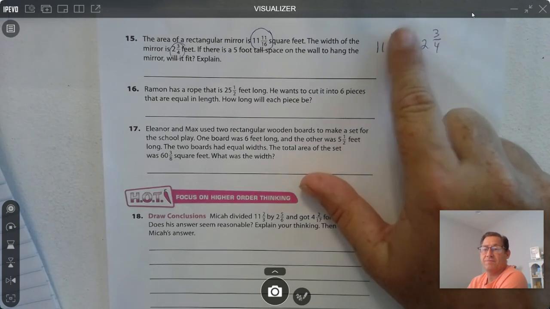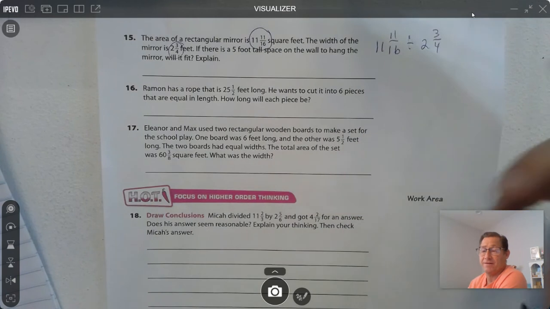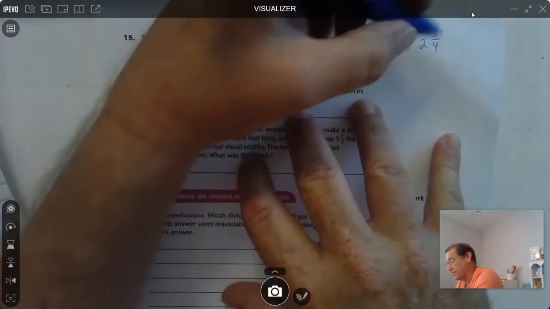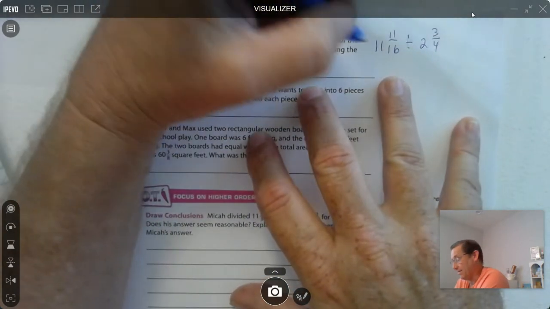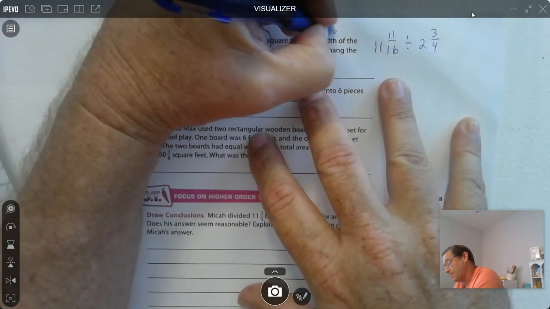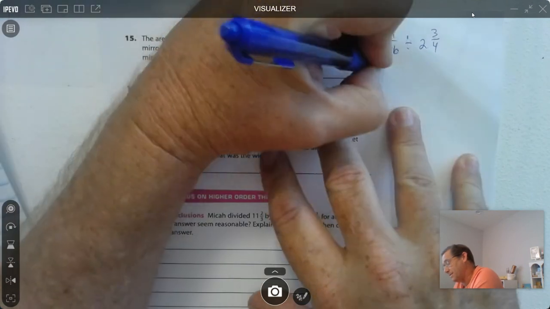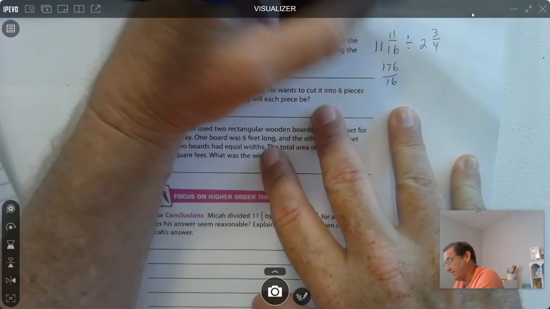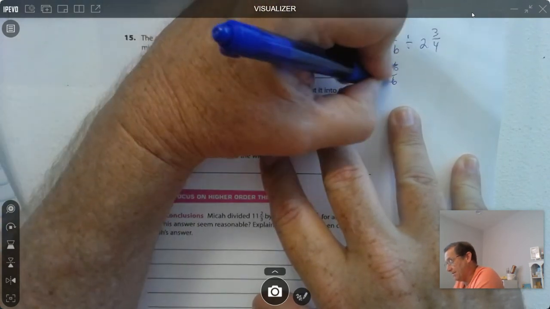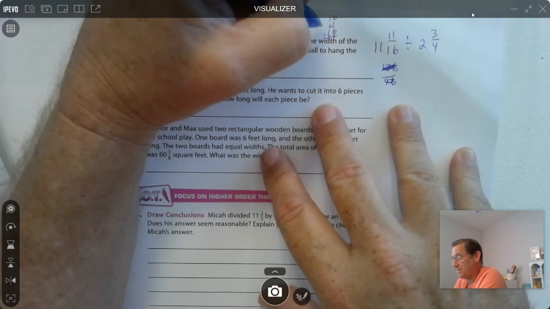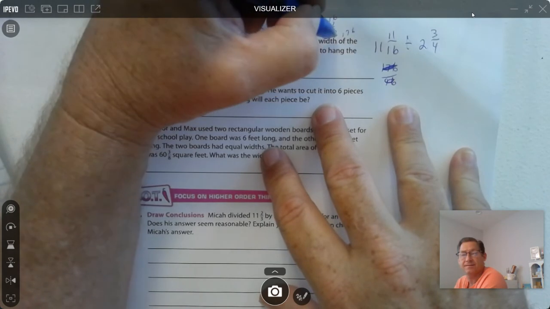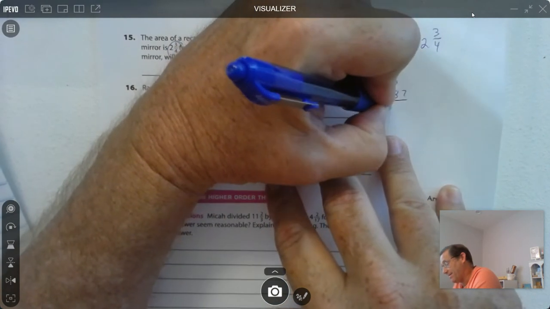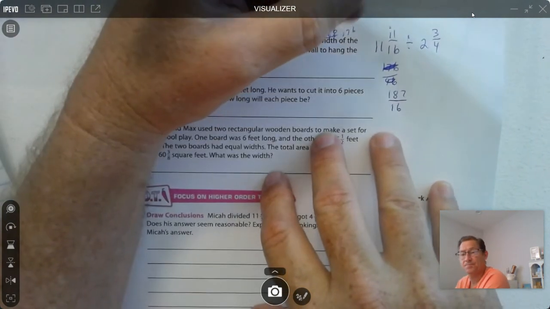Well, if I got rid of the fraction parts, 11 divided by 2, that's 5.5. So I'm going to say yes, it's going to be enough, but let's go ahead and prove it. 16 times 11 is 176. We have to add 11. 16 times 11 is 176, plus the extra 11 sixteenths is 187 sixteenths.